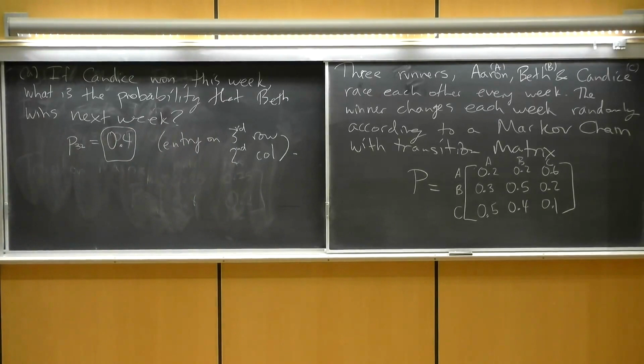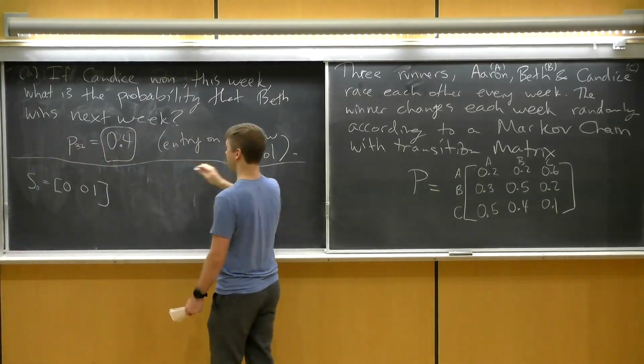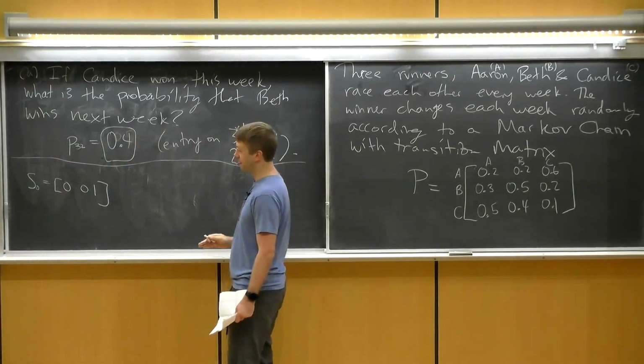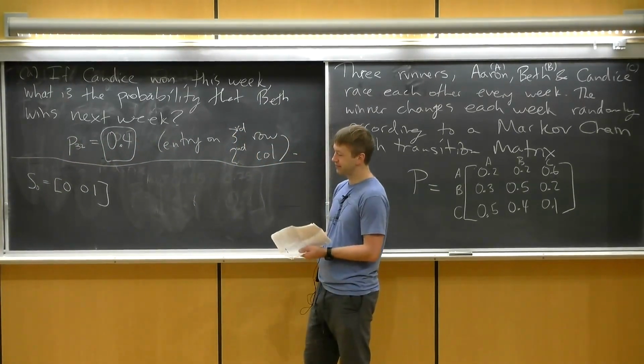Actually, for each question I give you here, I'm going to solve it in a few different ways, and we'll see that there are faster ways and slower ways. So this was the fastest way, just read it right off the matrix. But if you didn't notice this, you could do it another way. You could ask what it means for Candace to win this week. It means the initial state is this. This is a perfectly fine solution, but just to show you there's more than one way to do this.